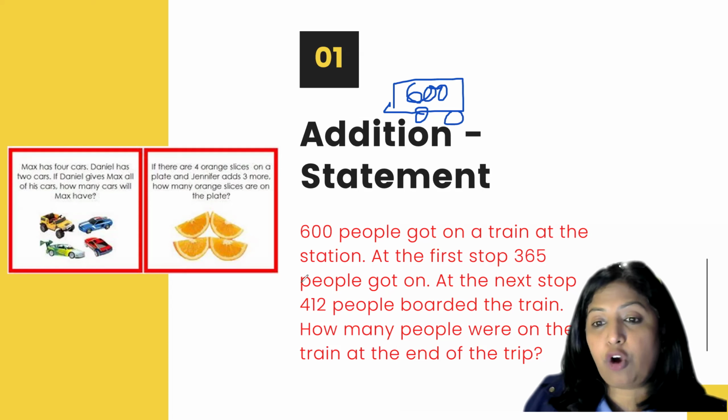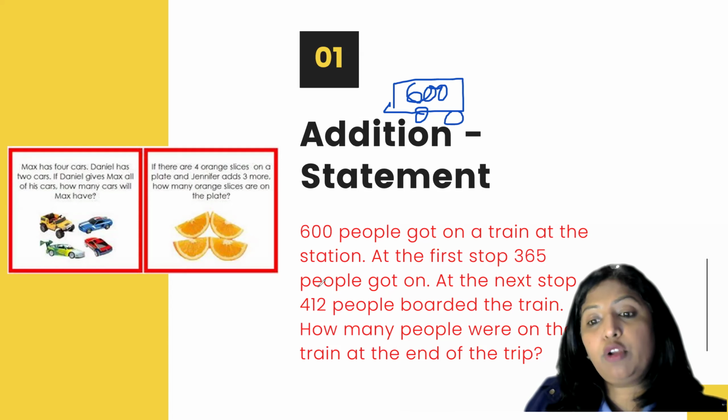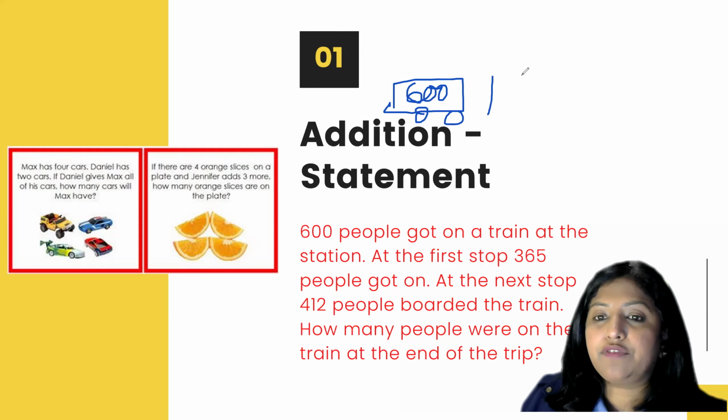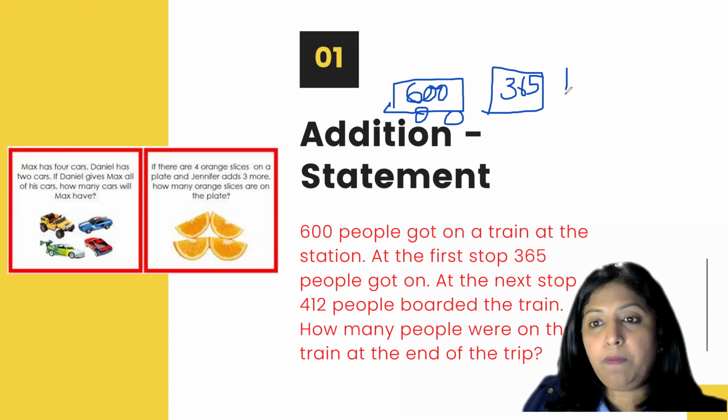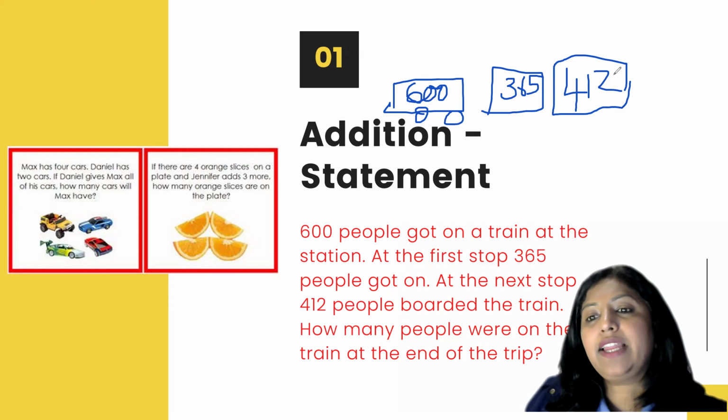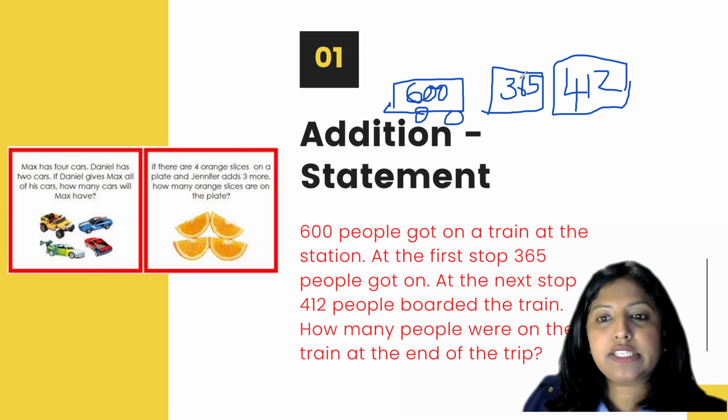At the first stop, 365 people got on. Then again in the next stop, 412 people got onto it. So how many people were there at the end of the trip? It's your 600 plus 365 plus 412.